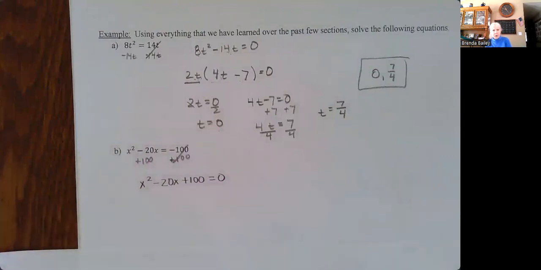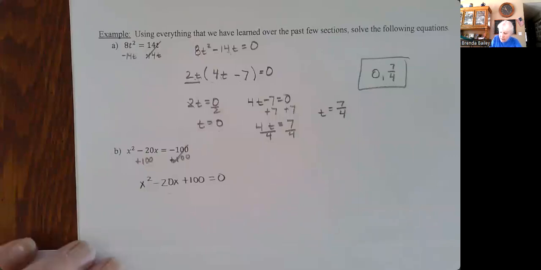Okay. No like terms, so they're all 3 separate. Ask yourself if there's a greatest common factor. There is not. Okay, you just have a 1, a 20, and a 100. No common variable. Okay, now this goes back to the perfect square trinomial. We're going to try that.